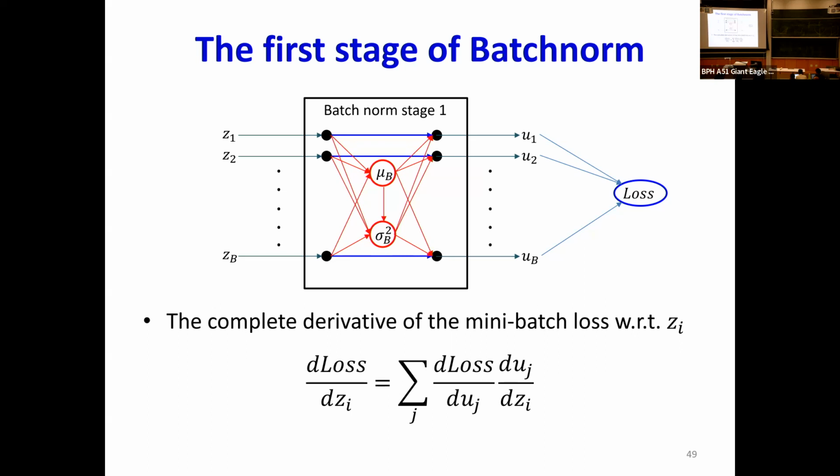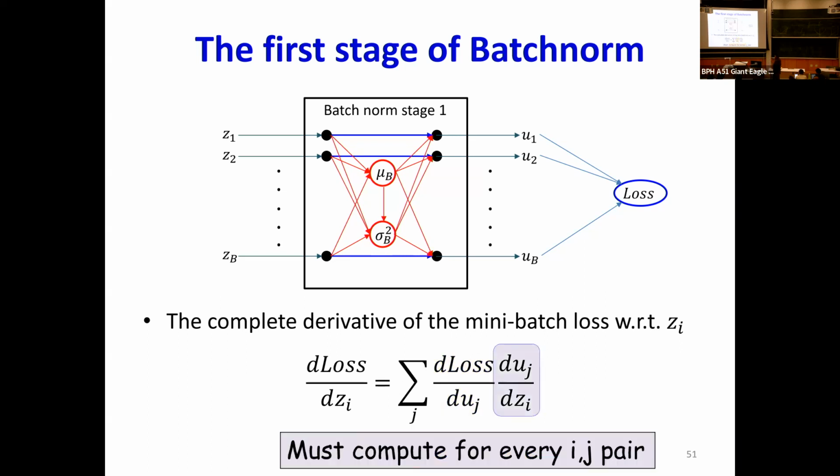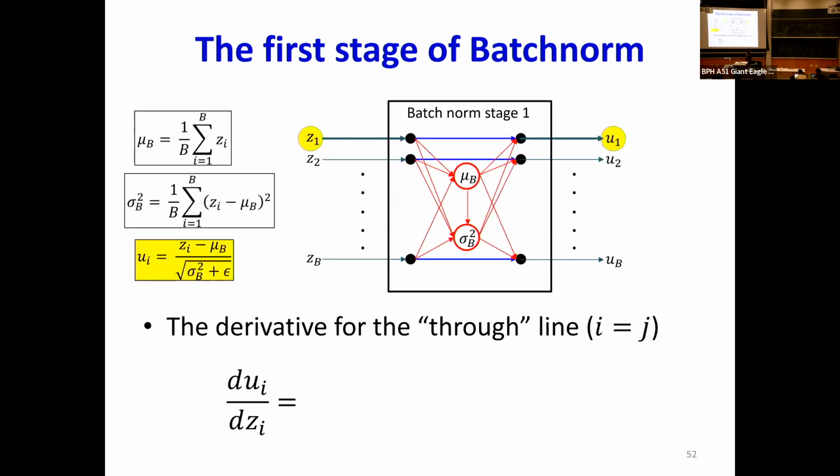So let's just take a look at the derivative for just this d loss over du we've said is already computed. This has to be computed for every ij pair. So you need to compute the derivative of every one of these u's with respect to each z. So for each z, you're going to get a whole bunch of a batch-sized number of du over dz's. And one of them will be the direct correspondence version. The rest of them are going to be the cross terms, right? So let's consider the direct correspondence. What is the derivative of the normalized u with respect to the corresponding z?